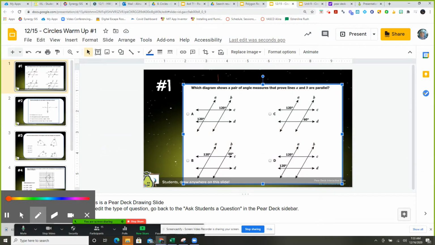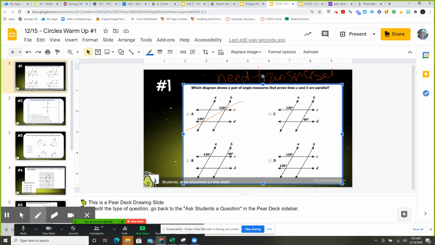They need a transversal. Right? So these angles have to be connected by a transversal. And if I'm trying to prove A and B are parallel, that transversal can't be A or B. So what can I eliminate because I need a transversal?